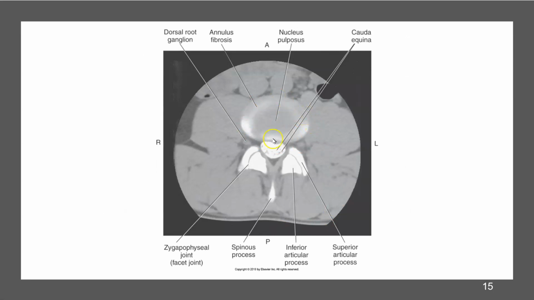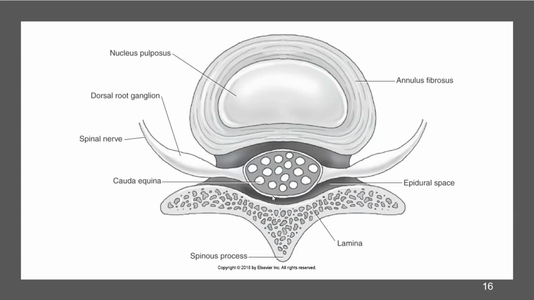Actually, this is CT, this is a myelogram. So we have our annulus fibrosis with the nucleus pulposus and with the cauda equina where the nerves are just kind of free floating, your superior articular process, inferior articular process with the zygapophyseal joint in the middle. Here's your spinous process. So this is taking a look at the disc itself. Here's your annulus fibrosis with your nucleus pulposus in the middle.